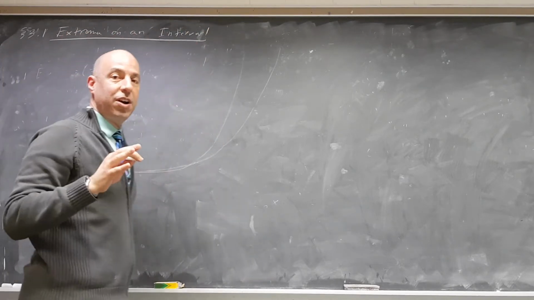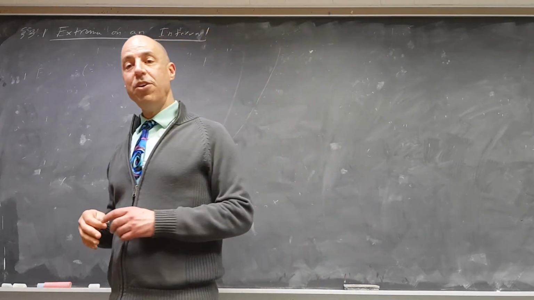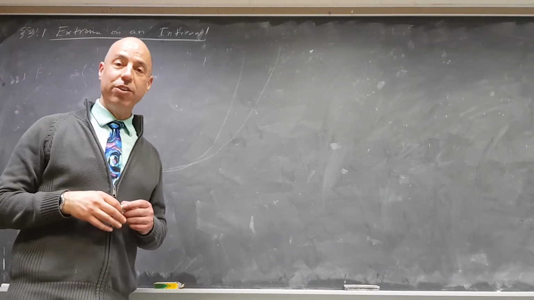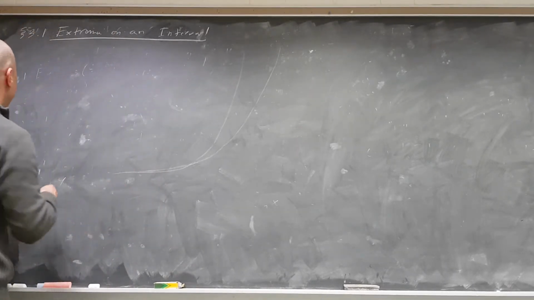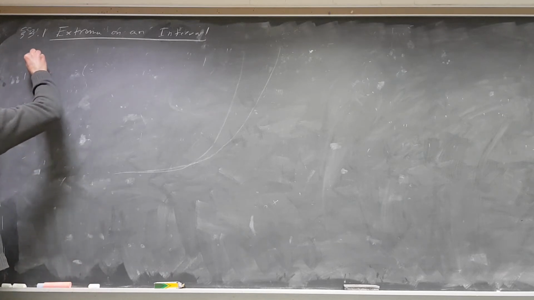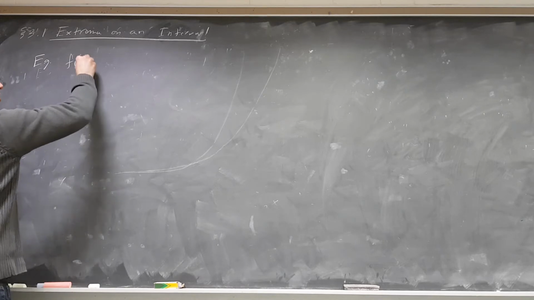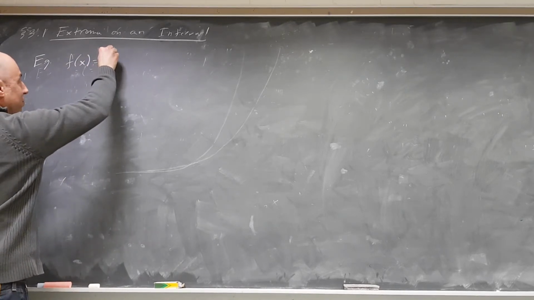And I'd like to start by responding to a question. It was asked whether or not you can have a function whose maximum and minimum on an interval were exactly the same value. And the answer is yes. So let's just take a look at an example. How about we have f of x equals a constant. Let's say f of x equals 3.